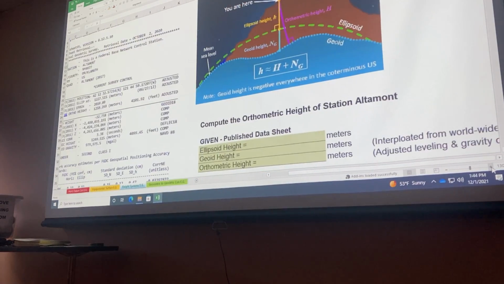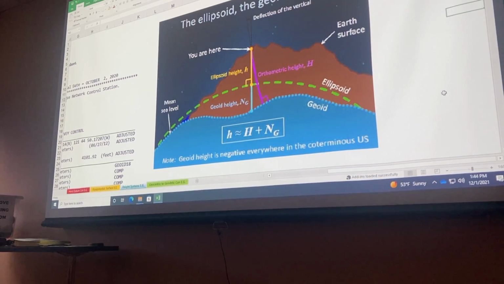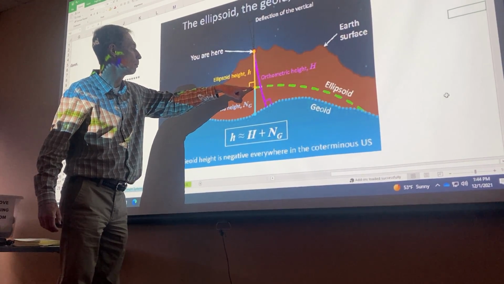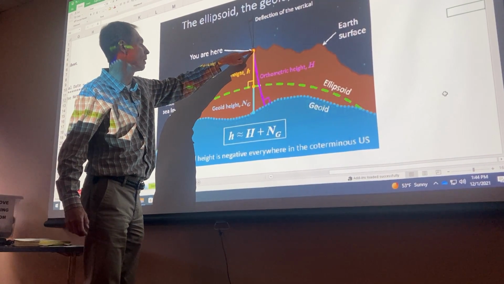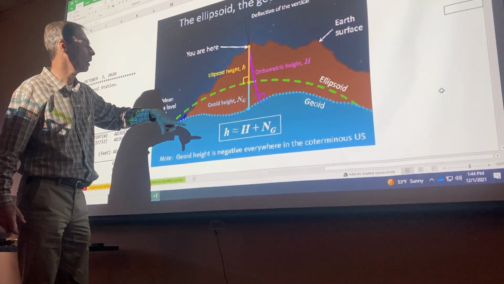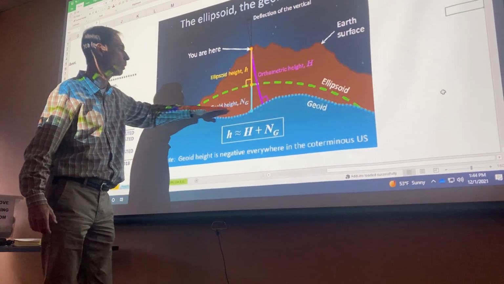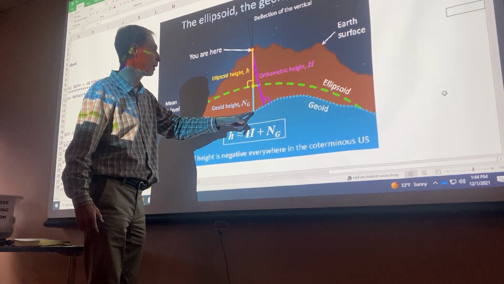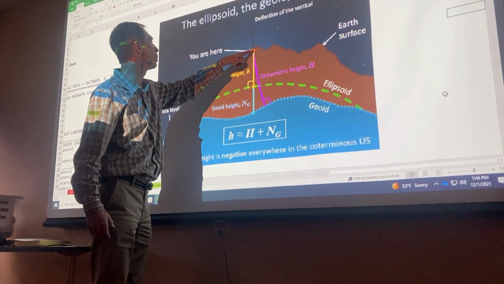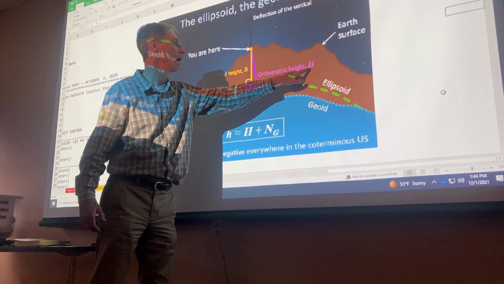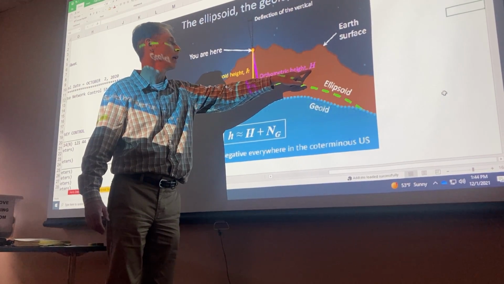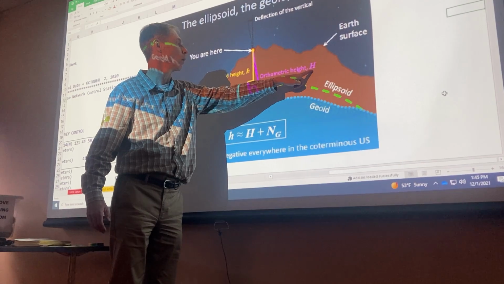I'm going to zoom in on this diagram a little bit. So from the ellipsoid, perpendicular up to a point on the surface of the Earth, is the ellipsoid height, little h. We've been working with that. If I go from a surface of equal gravitational potential, perpendicular to this surface up to the terrain point, that's the orthometric height, capital H. Capital H is named for the geodesist Helmert. In Europe, they call them Helmert heights. We call it orthometric height.